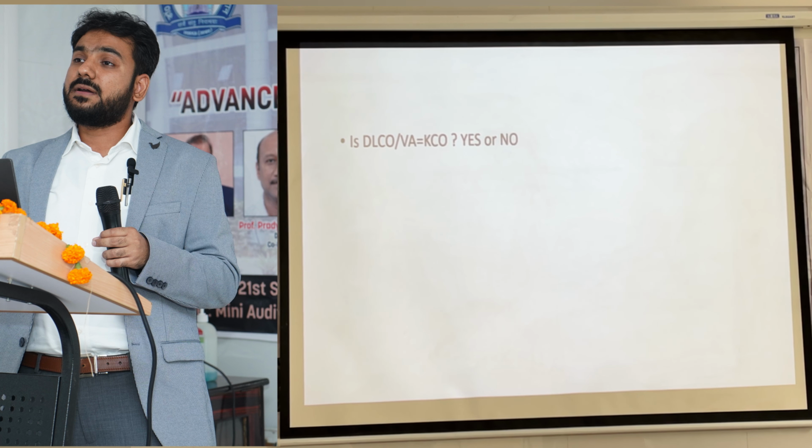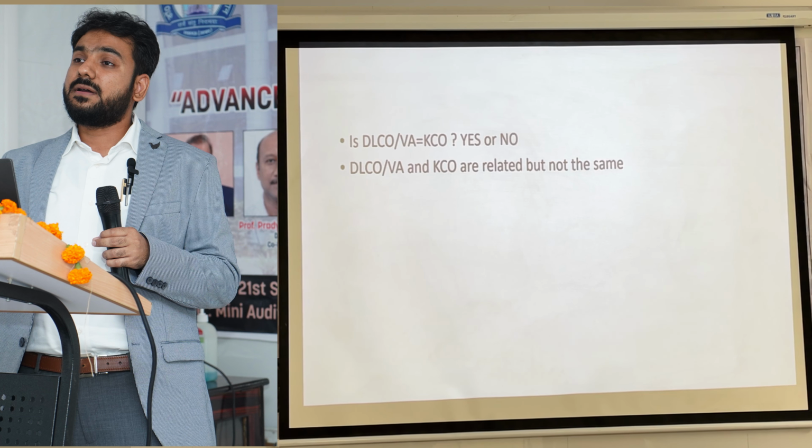Is it correct? Now the first thing is, this equation of DLCO is equal to KCO into VA is just a mathematical equation to derive DLCO. It is not a multiplicative equation like x is equal to 2 into 2 is equal to 4. This equation was just formed to derive DLCO. That is the first concept. So they are related, but they are not the same.